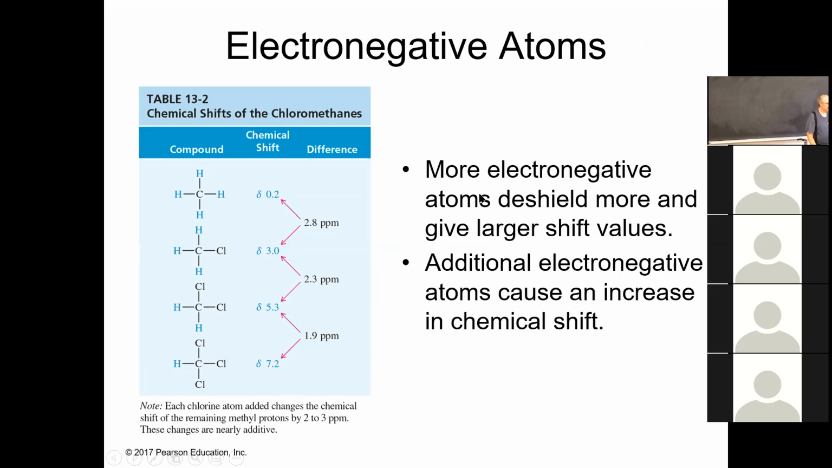If we have more electronegative atoms attached to the same carbon, we'll see an increase in chemical shift. So here's methane. Its chemical shift is 0.2. Chloromethane is 3.0. Dichloromethane, or methylene chloride, is 5.3, and then chloroform, trichloromethane, is 7.2. Chloroform is often used as a solvent. We replace its hydrogen with a deuterium.